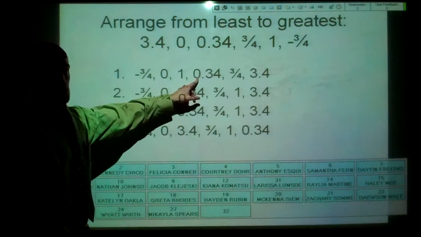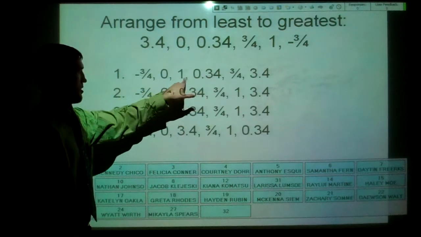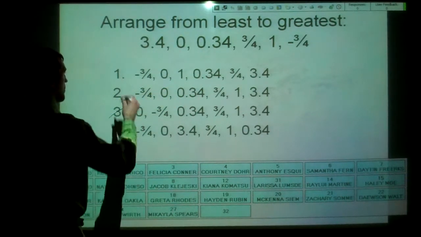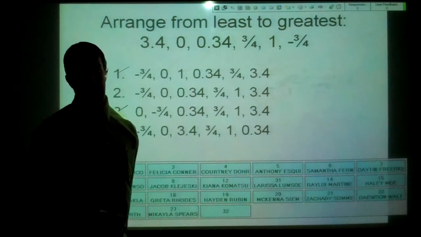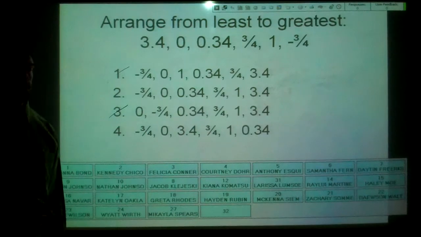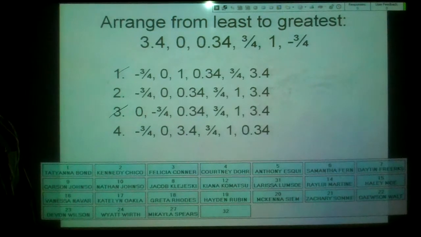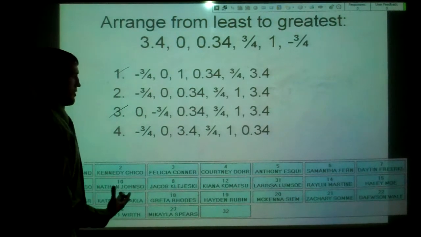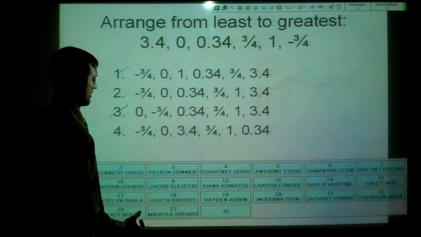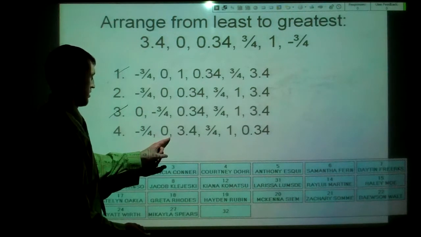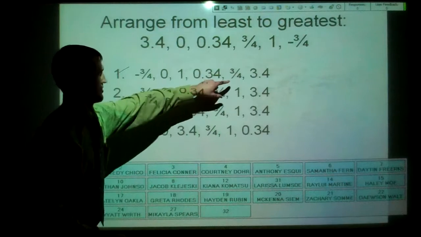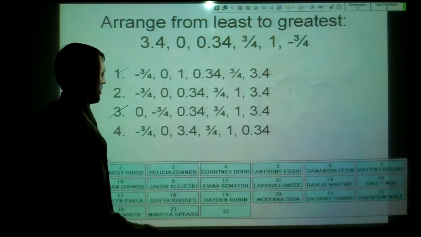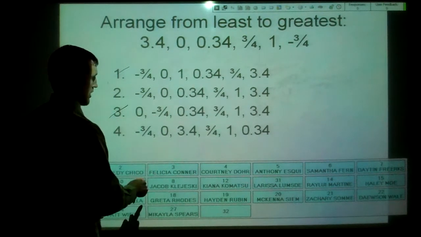So this one's in the wrong order because this one is smaller than this one. So that's gone. 3/4, that is not greater than 1 because 4/4 would be equivalent to 1. Okay, well this one broke that rule too because this is smaller than 1. Alright, but 4 and 2 look okay.